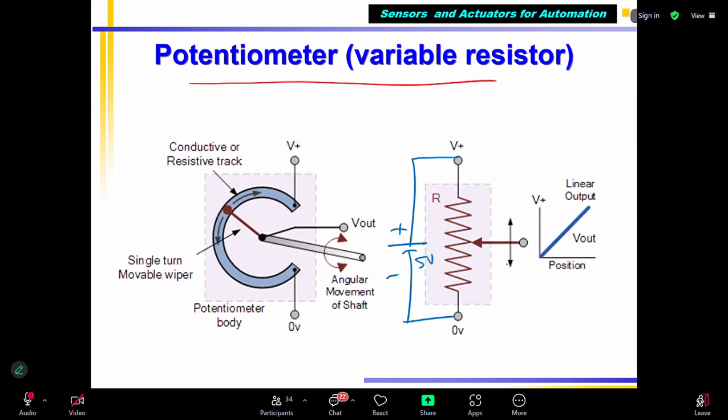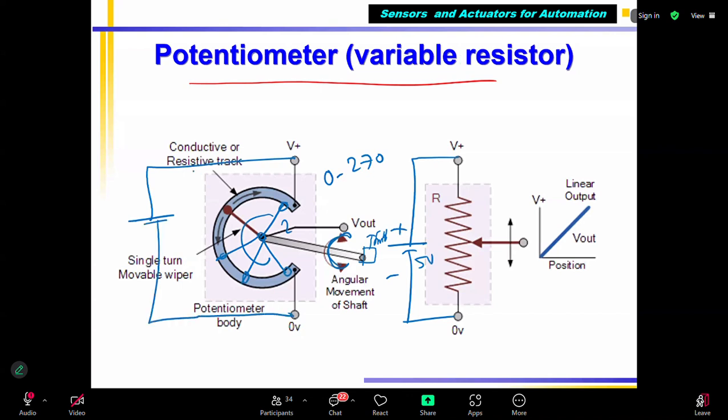The moving contact moves up and down when this shaft is rotated. This is connected to your throttle cable, the throttle shaft, so it rotates. That means this contact can be here, or here, or here. When it is here, it shows 0 to 270 degrees. Correct? So the angle is 0 to 270. If I am supplying 5 volts, the output voltage will vary from 0 to 5 volts.